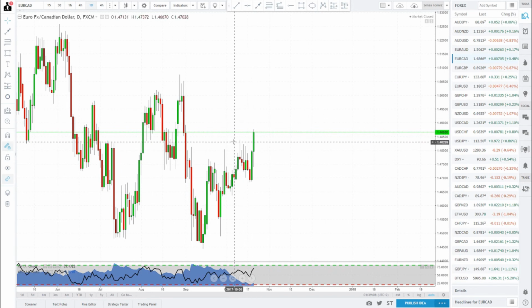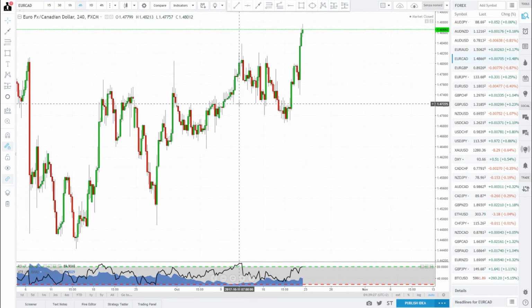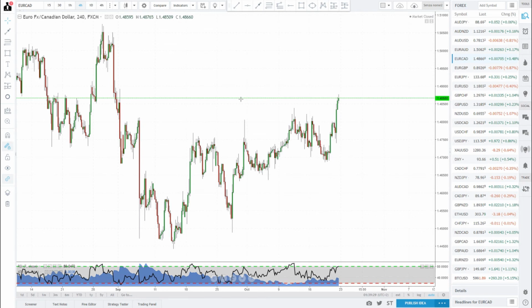This daily closure above the previous consolidation zone tells you something. It tells you that price wants to go higher, and you have to take that into consideration. So EuroCAD, I'm going to trade to the upside. I'm going to use continuation patterns. I'm going to use structure.